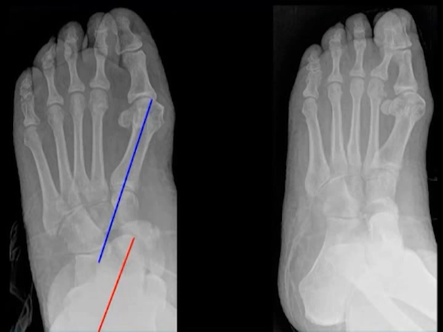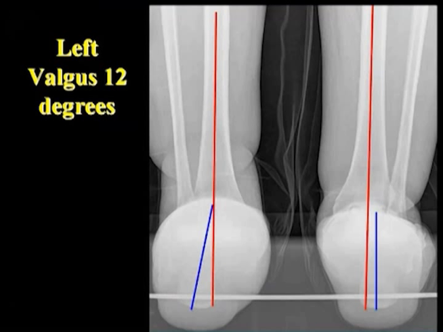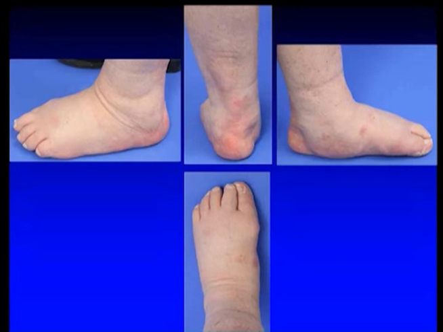This is an example of gradual correction through the midfoot. This is an example of a totally subluxed navicular outside of the cuneiforms, medially displaced. You can see also plantarly displaced, with the forefoot subluxed and dislocated significantly dorsally. You can see the break in the Meary angle as well. Here's the hindfoot alignment view showing valgus of the heel of 12 degrees in addition to the forefoot deformity. Here's the clinical appearance of the foot with the medial column collapse.